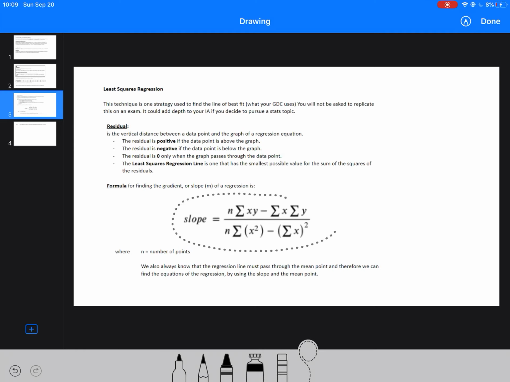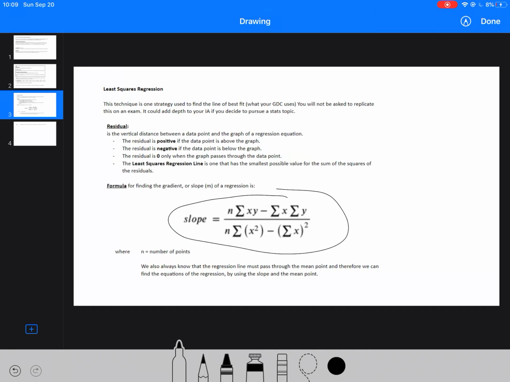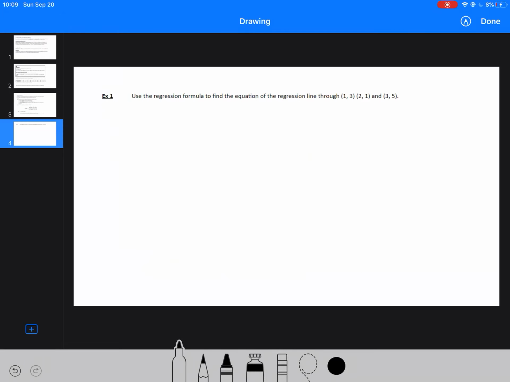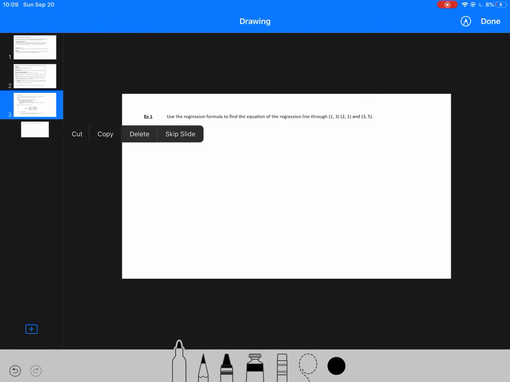Here is the formula for finding the slope of a regression, where n is the number of points. And so we know that the regression line must pass through the mean point. So we can find the equation of the regression by using the slope and the mean point. And we don't need to do that.